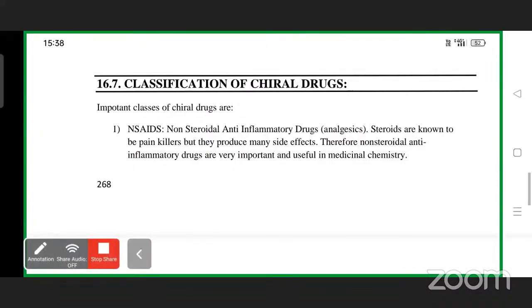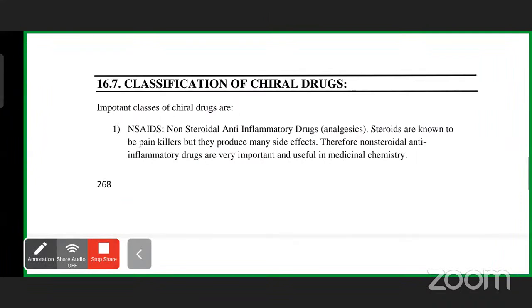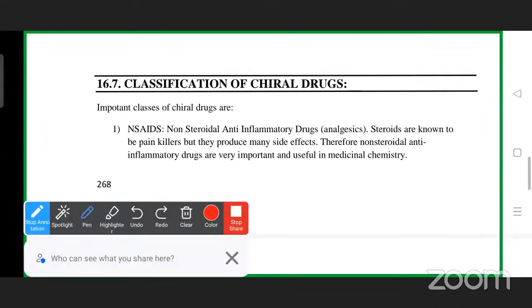Okay. So here is the classification of chiral drugs. The drugs are classified into various types based on their pharmacological activity, their therapeutic activities and the side effects. Right. So here you see first the NSAID. Here NSAID means non-steroidal anti-inflammatory drugs.